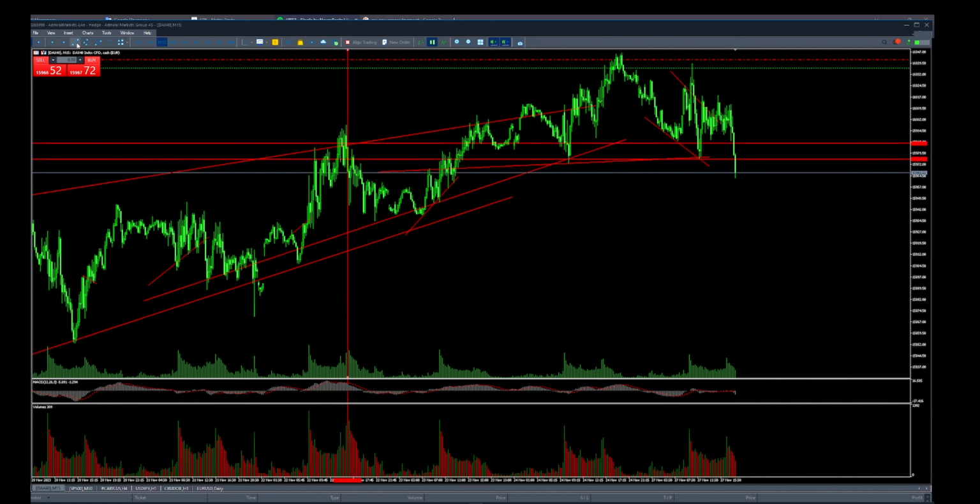Anyway, we can also implement two lines here and see this kind of triangle over here, which maybe is the last one. We can also draw down the stop line here, but obviously we see that it's a potential top. So that's for now, guys.